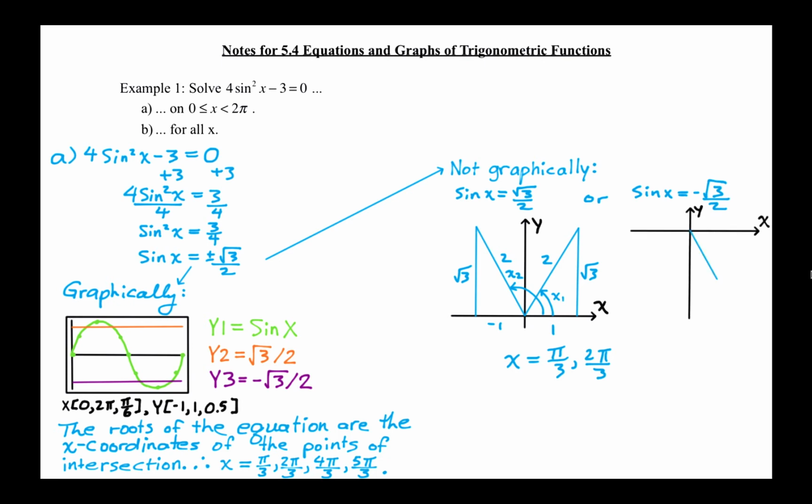The other part of the solution comes from when sine x is negative root 3 over 2. So again, y over r, negative root 3 over 2. Negative root 3 over 2 this way and negative root 3 over 2 that way. So we get two angles. One I'm calling x3, the other one I'm calling x4. You'll notice they all have the same 60 degree or pi over 3 reference angle. And so it's pi plus pi over 3, which is 4 pi over 3, or 2 pi minus pi over 3, that's 5 pi over 3. So those are the same four roots of the equation that we got graphically.